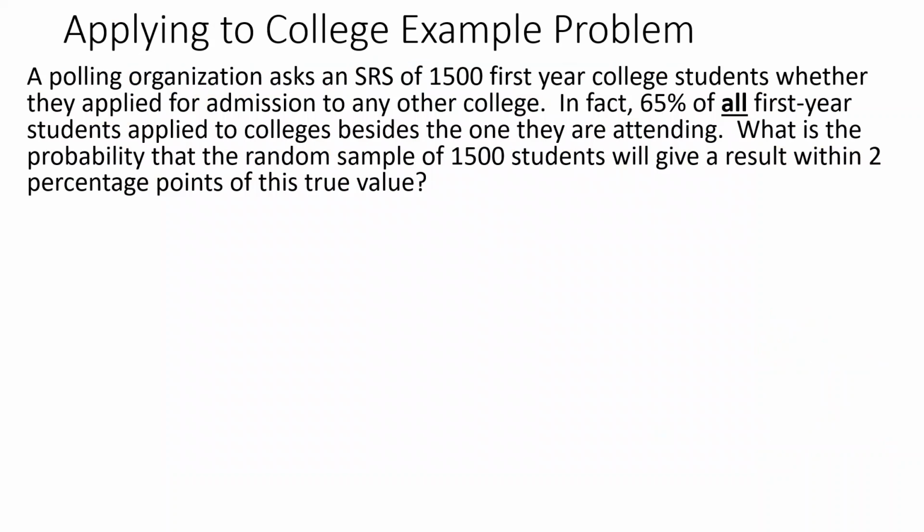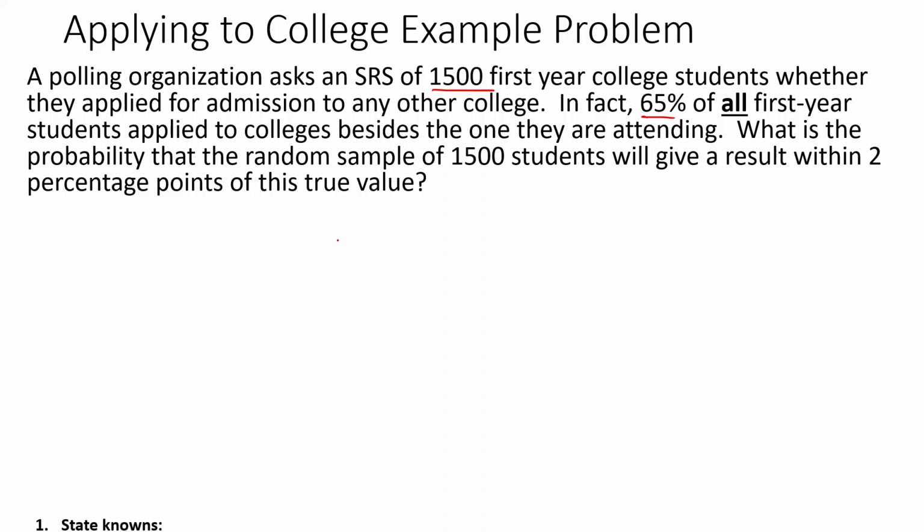All right, so example problems. A polling organization asks a simple random sample of 1,500, that's a big sample, first-year college students whether they applied for admission to any other college. In fact, 65% of all first-year college students applied to colleges besides the one they are attending. That sounds like population information. What is the probability that the random sample of 1,500 students will give a result within 2 percentage points of the true value? Well, this is a lot of information here.